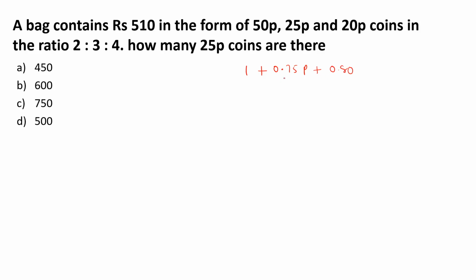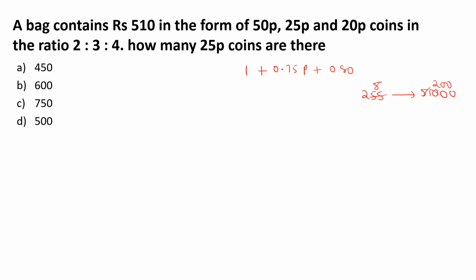Now the total amount becomes 1 plus 0.75 plus 0.8, which is 2.55 rupees, or we can say 255 paisa. That 255 paisa is equal to 510 rupees. Here we wrote the 255 in terms of paisas, so write the 510 rupees in terms of paisas, 51000. 255 into 200 gives 51000, so the value of 1 unit becomes 200.